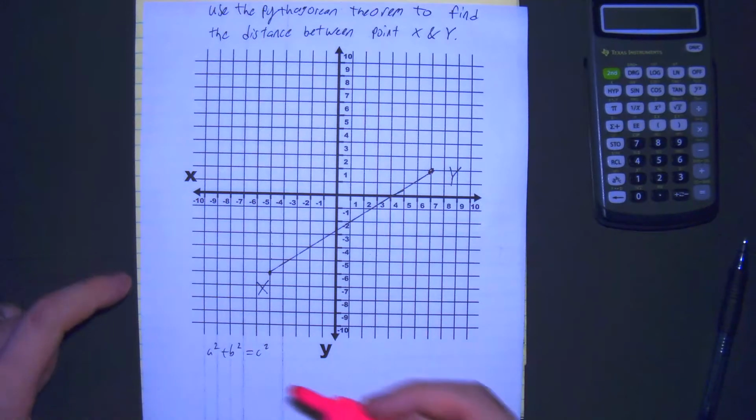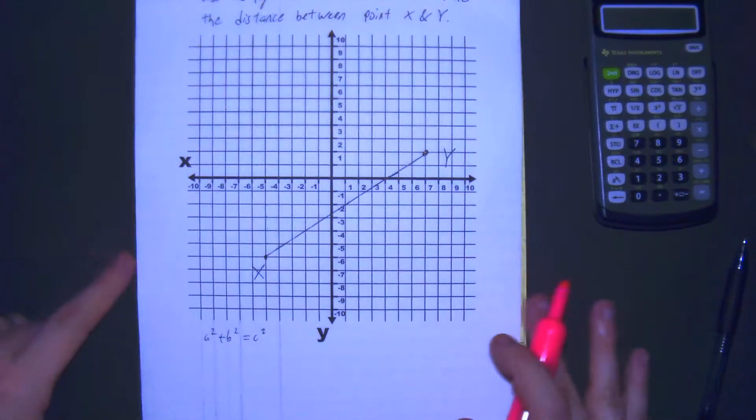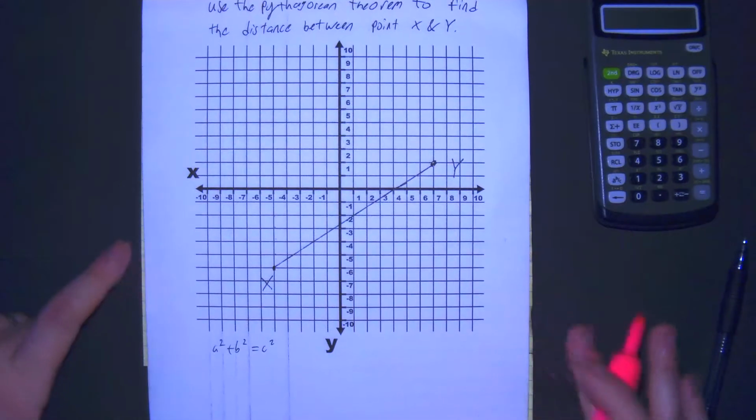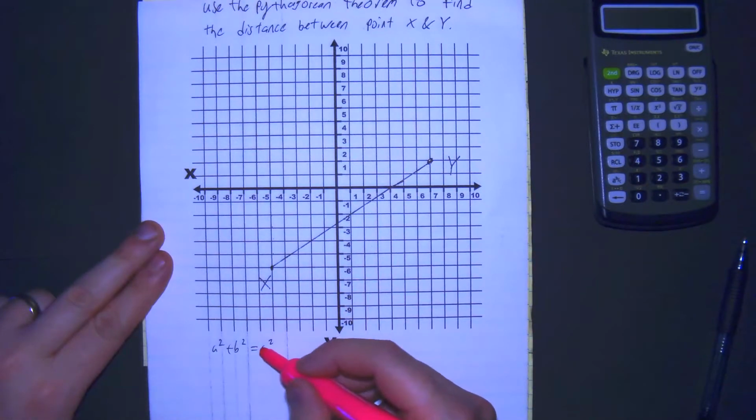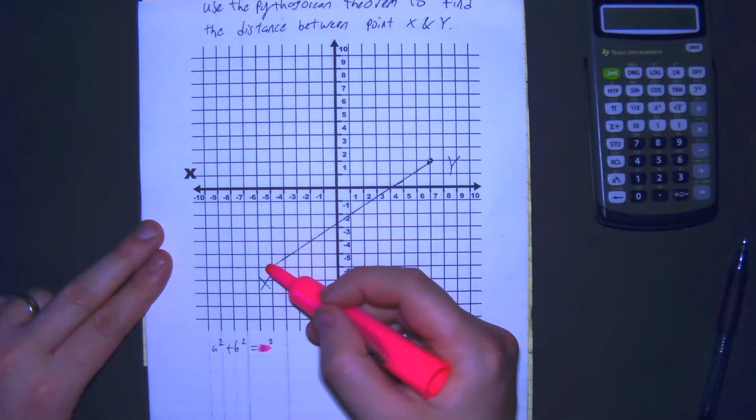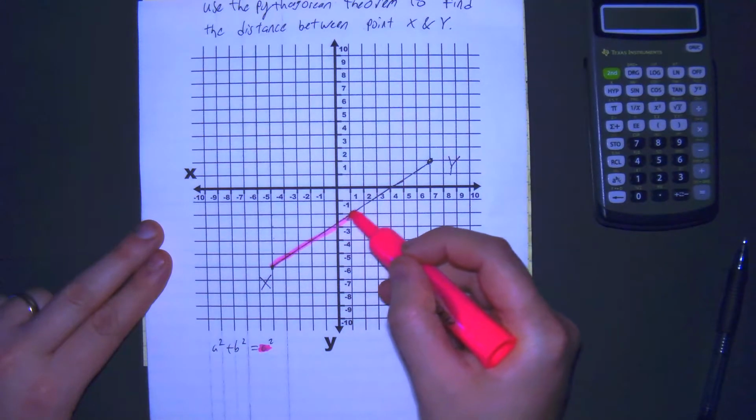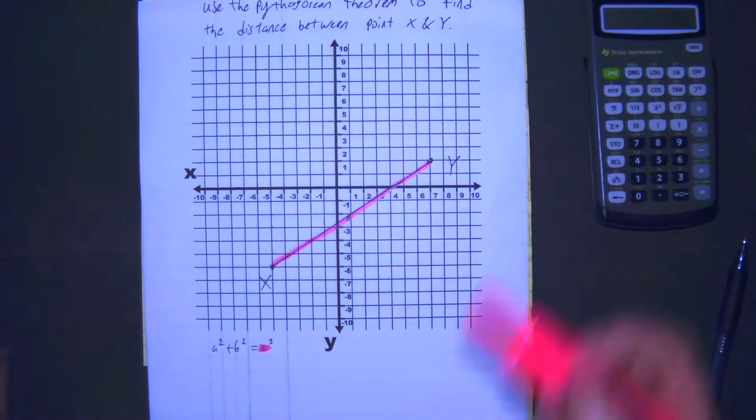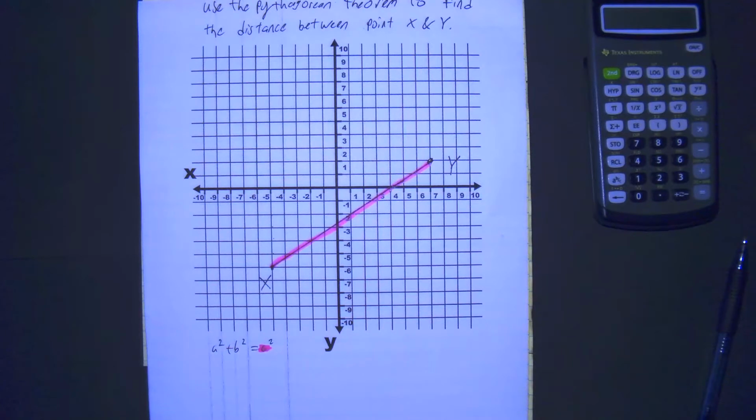And the c is represented by this distance, this slant distance. You can't count those points. So that's why it's important to use either the distance formula or the Pythagorean theorem.